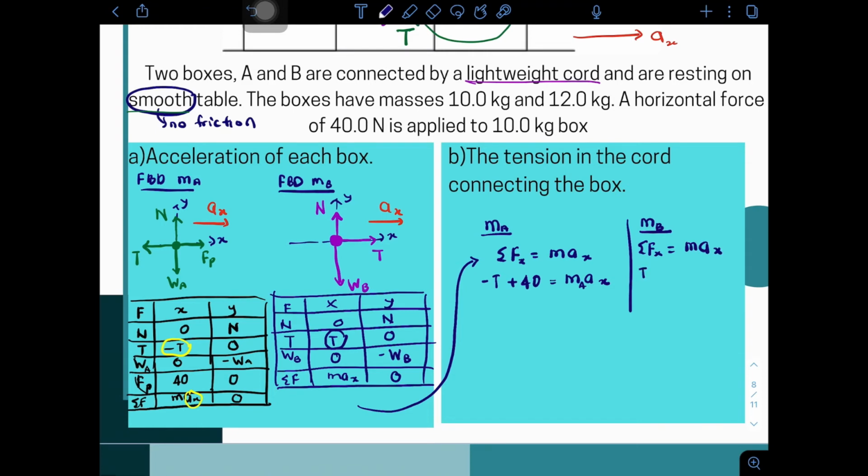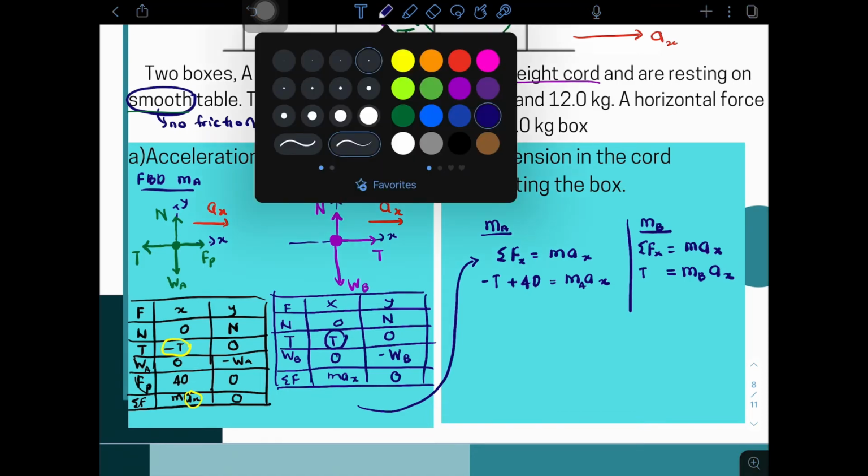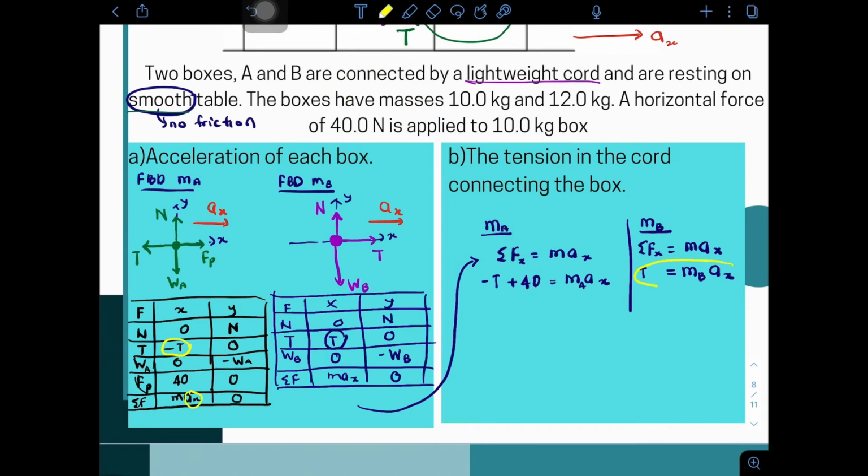I have tension equals to max. Acceleration for A and B is equal, so I just put ax, but mass is different. So from here I know that my tension is equal to mbax. So let's say we substitute in the tension from MB.